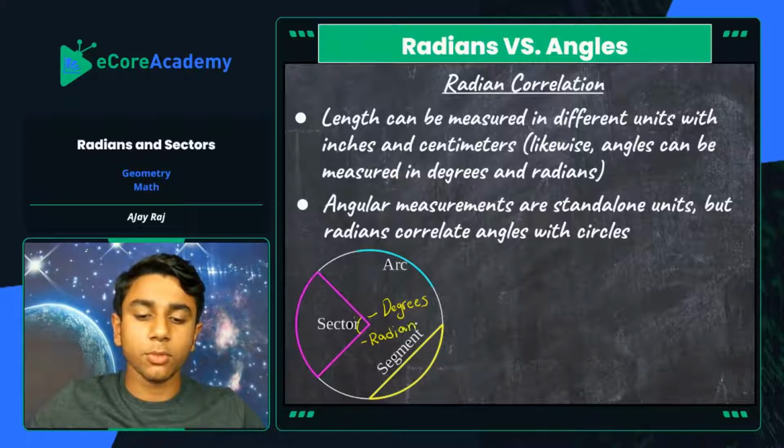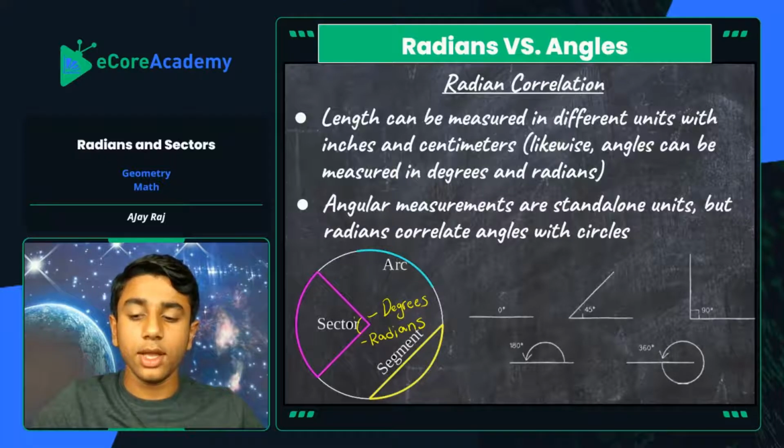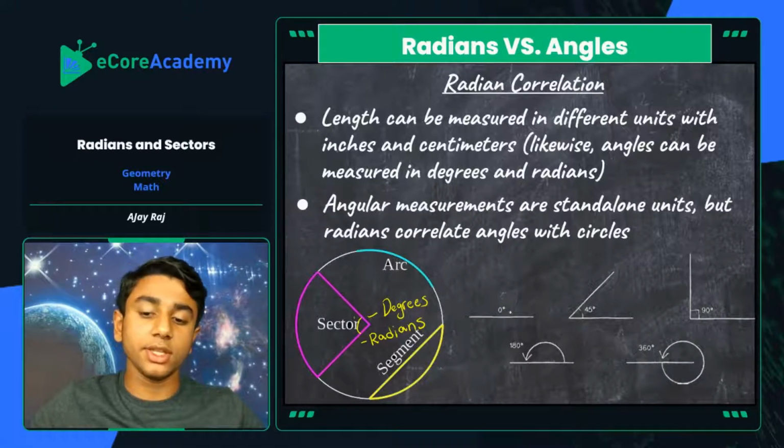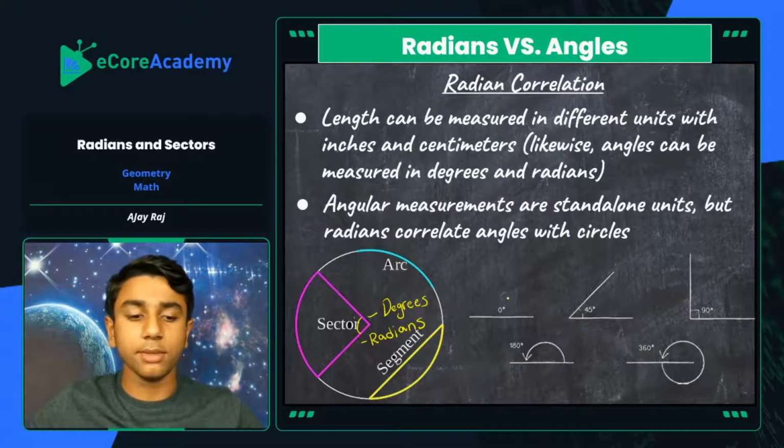We want to focus more heavily on radians, and we're going to be also looking at conversion scales as well. And then, of course, these are your traditional angles, such as your straight angles, 0 degrees, 45 degrees, 90 degrees, 180 degrees, and 360 degrees.